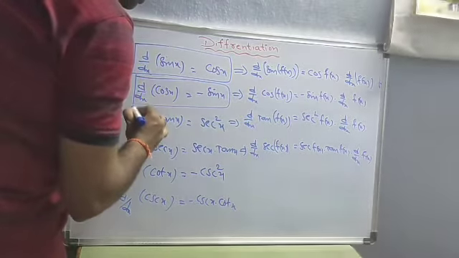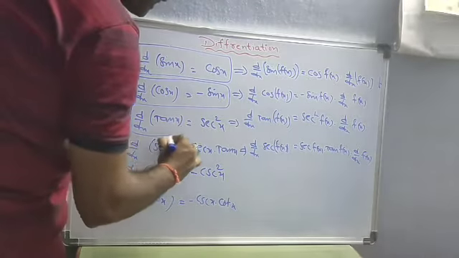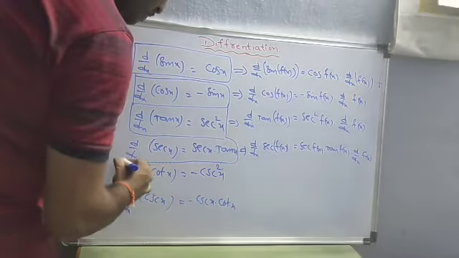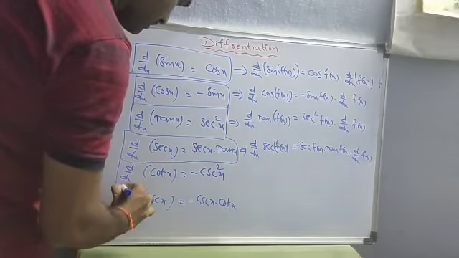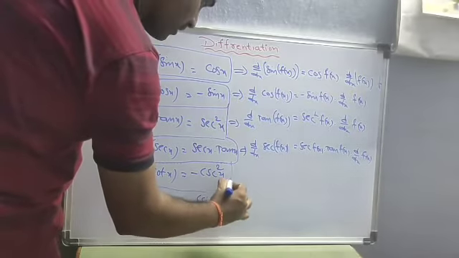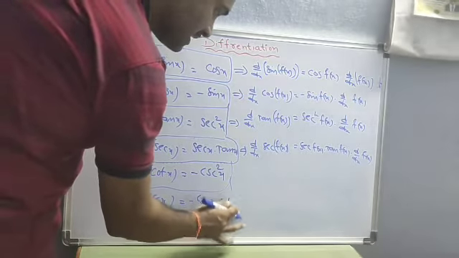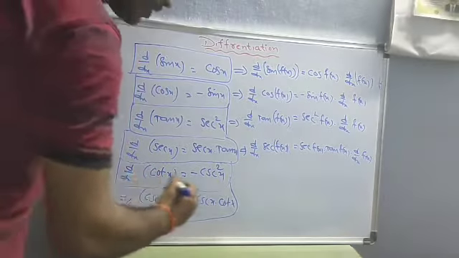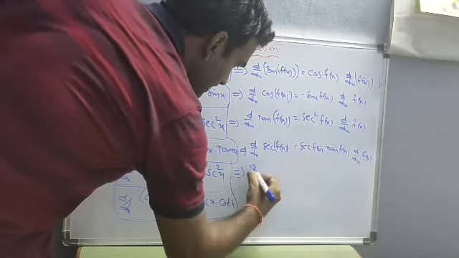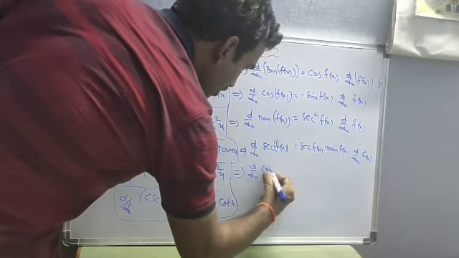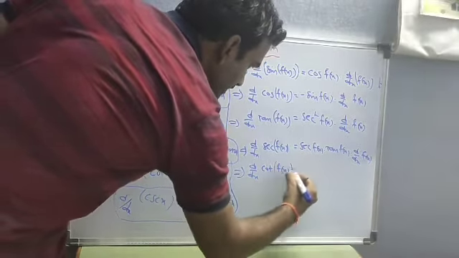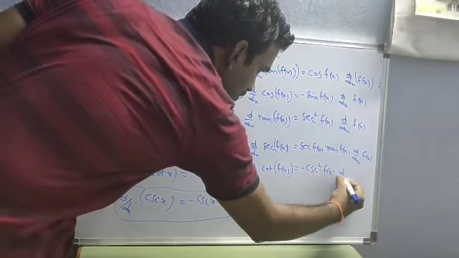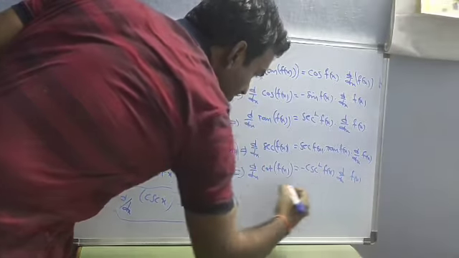If we have a good idea of the standard formulas, we can easily write down the generalized formulas. Here also, d by dx of cot of f of x equals minus cosecant square of f of x into d by dx of f of x.